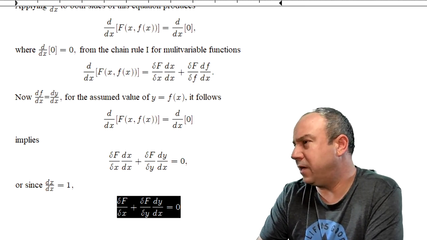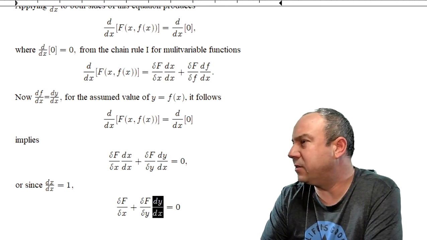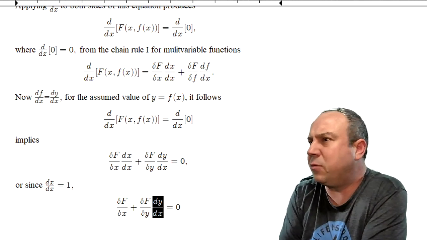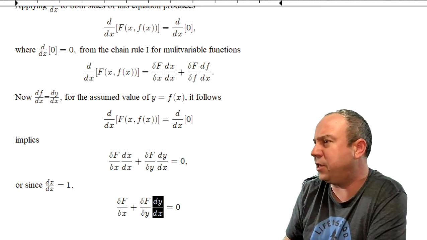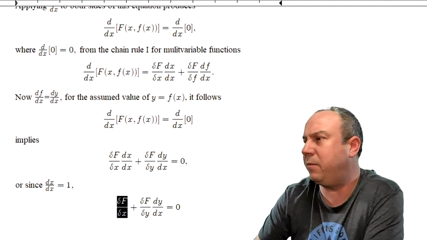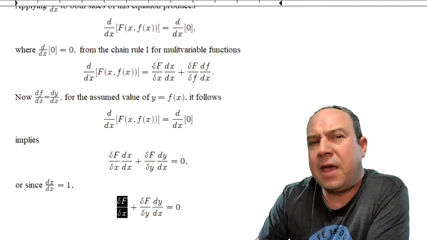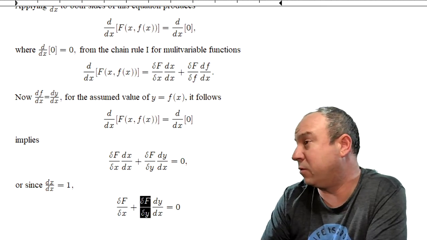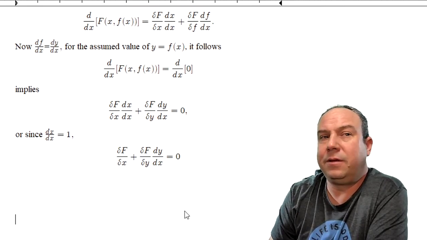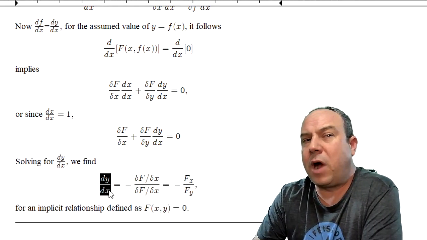Where notice, in this statement here, or either one of these two statements, we have a dy dx. The dy dx, the derivative of y with respect to x that we're seeking to describe for this implicit relationship. Solving for that dy dx, I would first subtract this partial of big F with respect to x from both sides, and then I would divide by this big partial of big F with respect to y. That would produce this result.